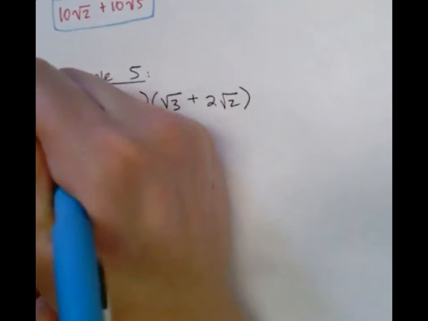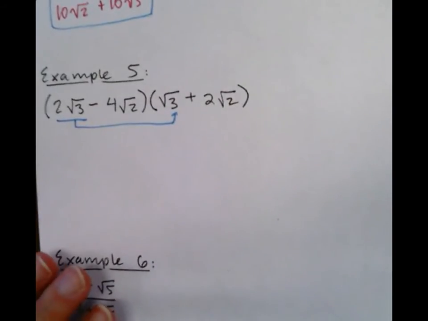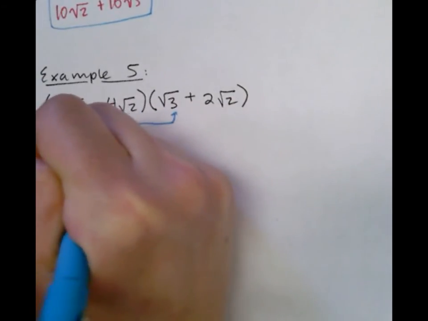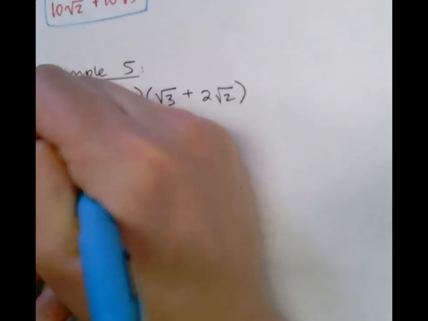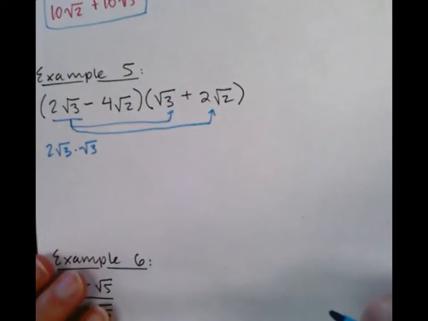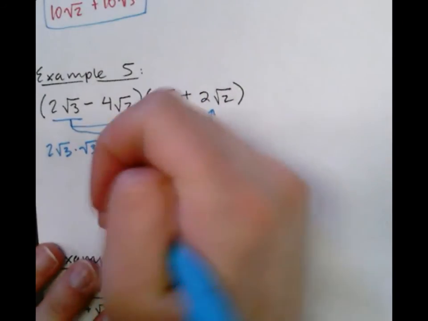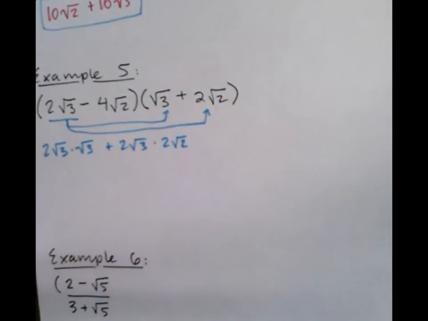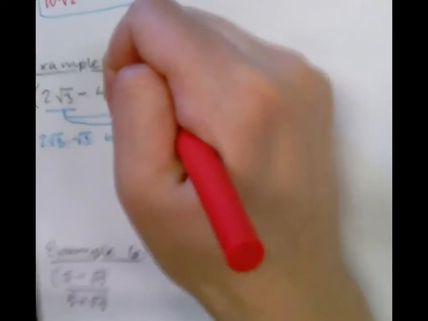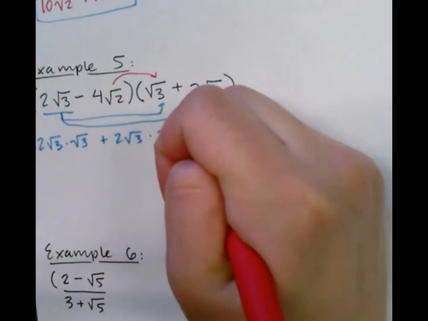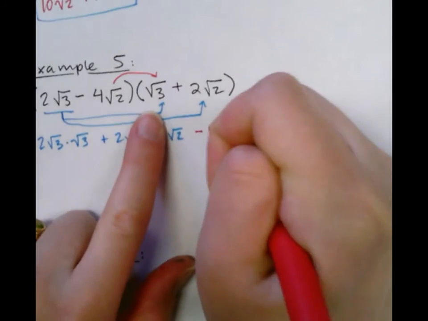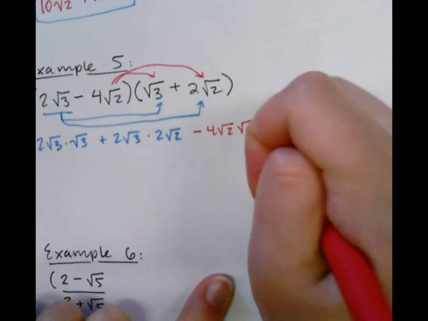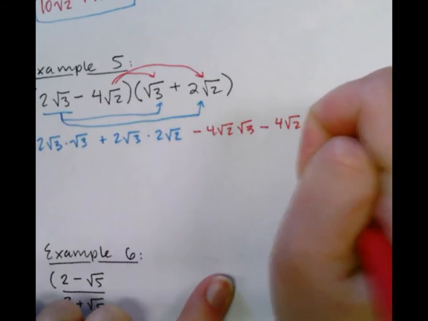So if I do 2 root 3 times root 3, I'm just going to write that down exactly as I see it, and we'll think about how it simplifies. And then I have to do 2 times root 3 times 2 times root 2. So I'd say plus 2 root 3 times 2 root 2. And then I want to do the same thing with the second term, right? So I do minus 4 root 2 times root 3. And then minus 4 root 2 times 2 root 2.